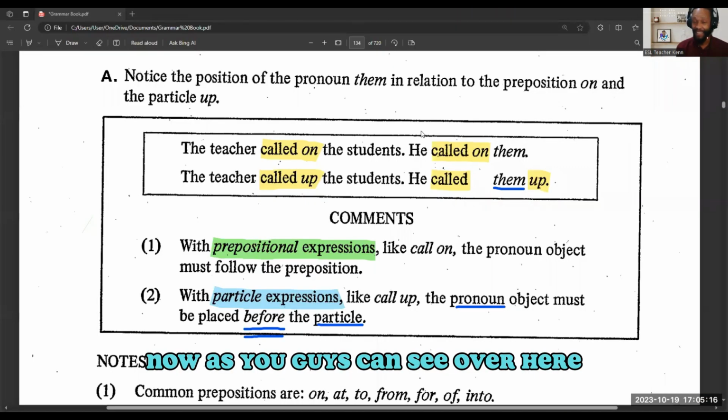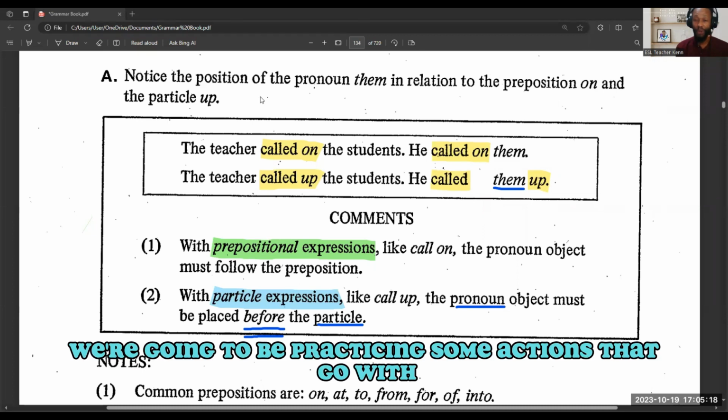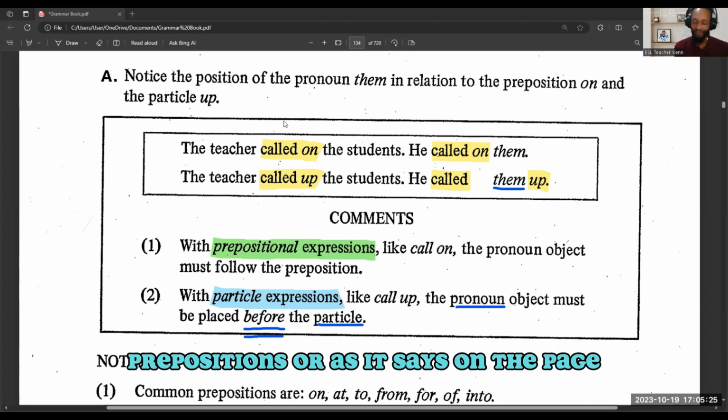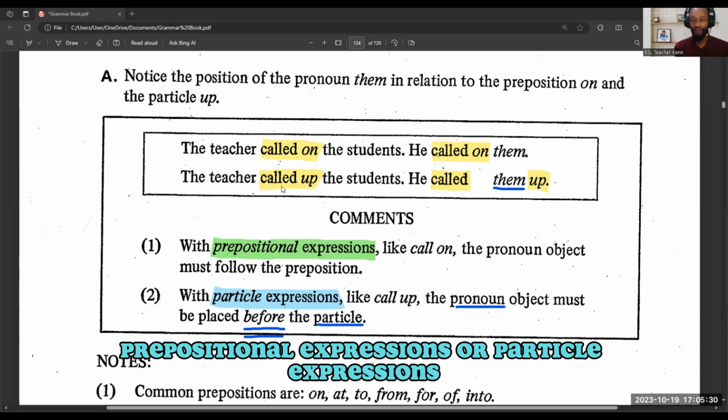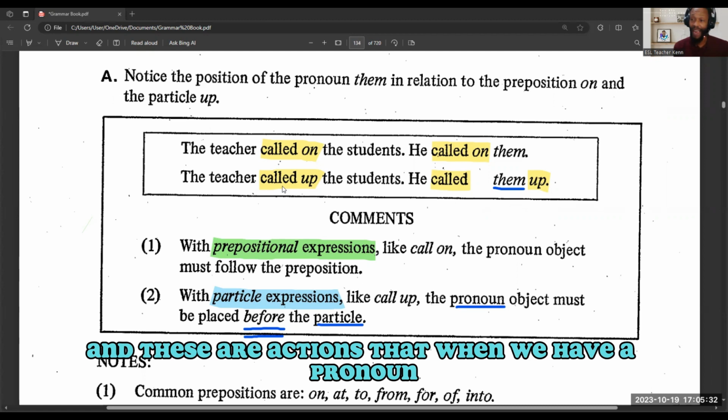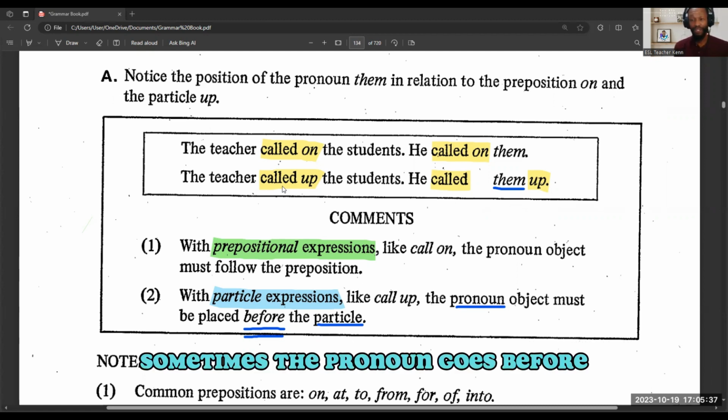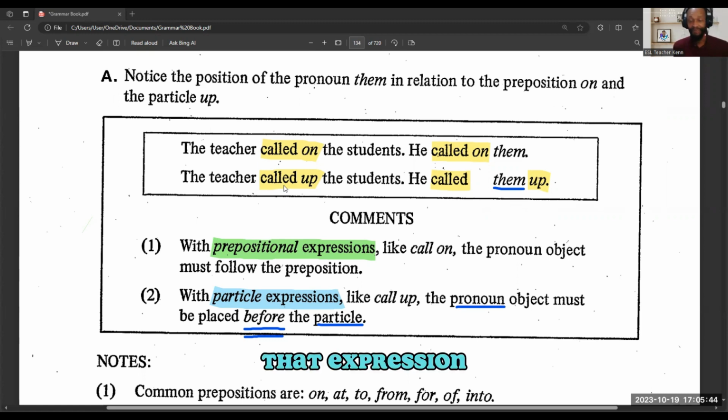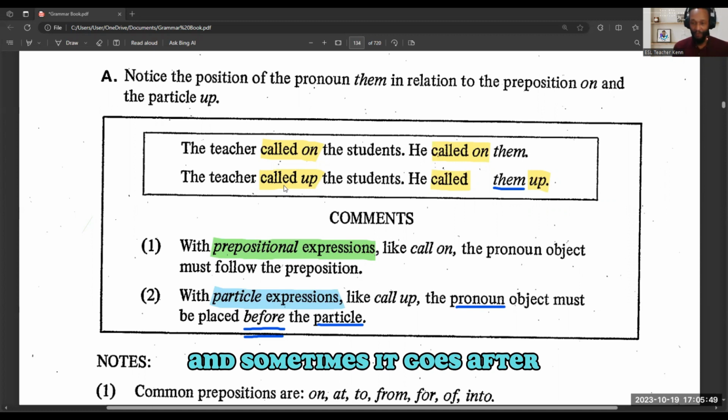As you can see over here, we're going to be practicing some actions that go with prepositions, or as it says on the page, prepositional expressions or particle expressions. These are actions that, when we have a pronoun, sometimes the pronoun goes before that expression, and sometimes it goes after.